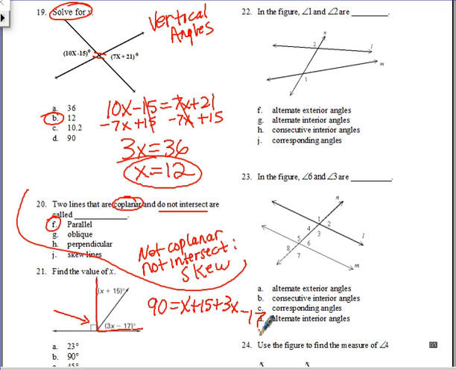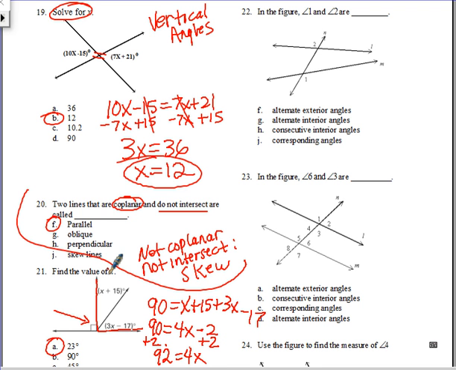Combine like terms, I have 90 equals 4x minus 2. Add 2 to both sides. I have 92 equals 4x. And then when you divide 92 by 4, you know that x is equal to 23 degrees. Okay? So we're finding the value of that.